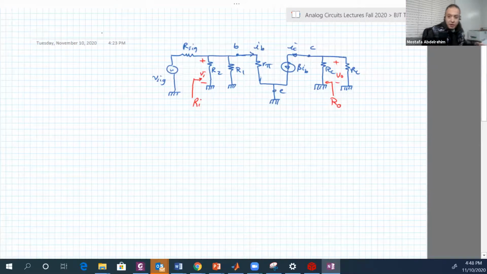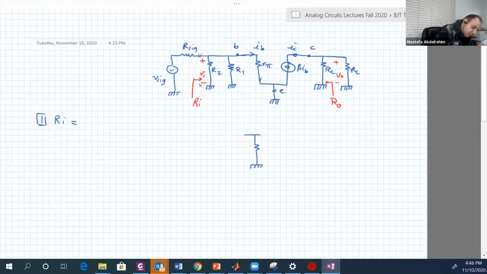Let's start with RI. Number one, RI. For RI, it is the resistance seen by the input source. Okay. So between these two terminals. I will draw everything in the circuit except R signal and V signal.